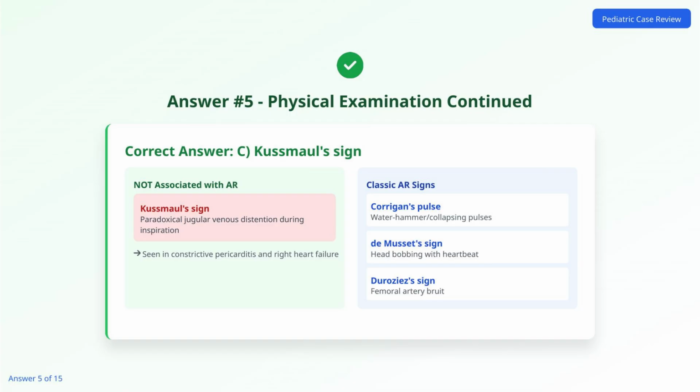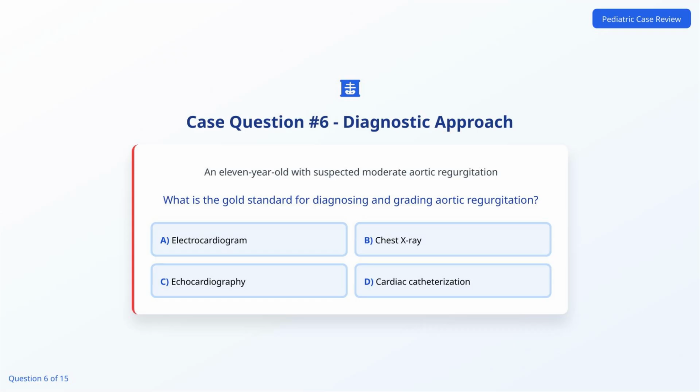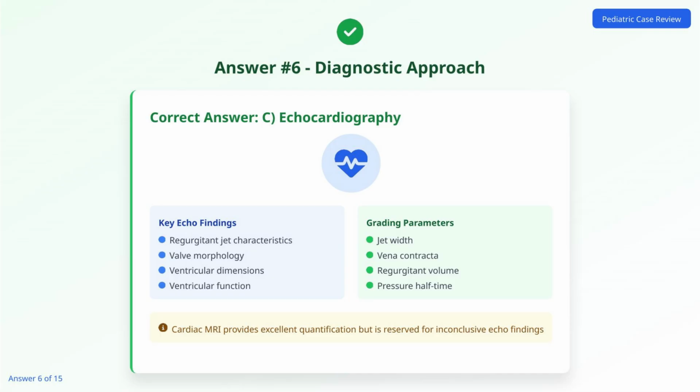the femoral artery. An 11-year-old patient presents with suspected moderate aortic regurgitation based on physical examination. What is the gold standard diagnostic tool for confirming and grading the severity of aortic regurgitation? Is it A, electrocardiogram, B, chest X-ray, C, echocardiography, or D, cardiac catheterization? The correct answer is C, echocardiography.